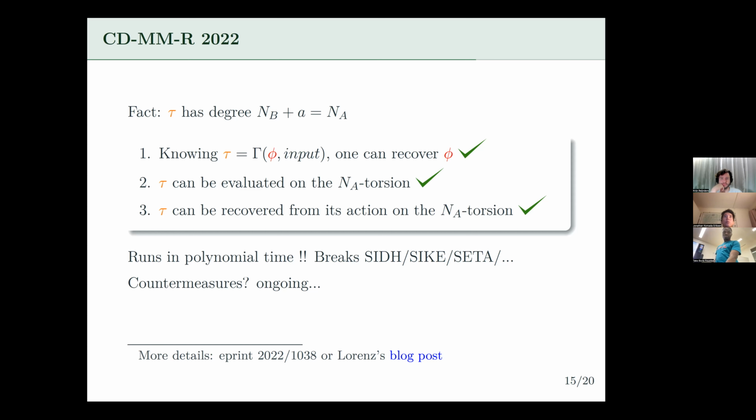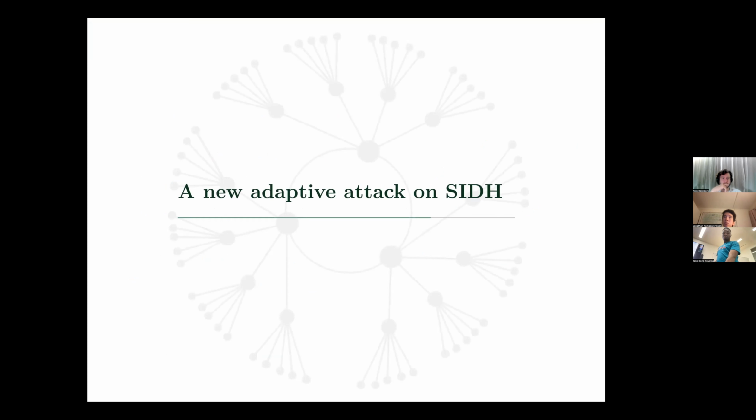So if it's all good, as I said, you can already find this in the current version of Damien's paper, and in a blog post by Lorenz Panny. So if this is good, then we move to the adaptive attack, which was a previous result before the Castryck-Decru, Maino-Martindale, and Robert attacks.